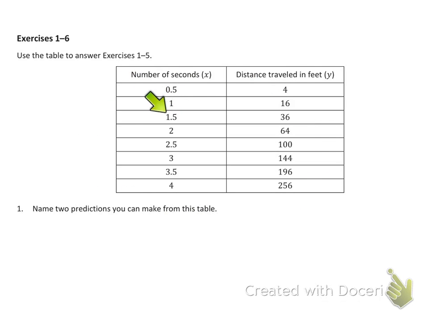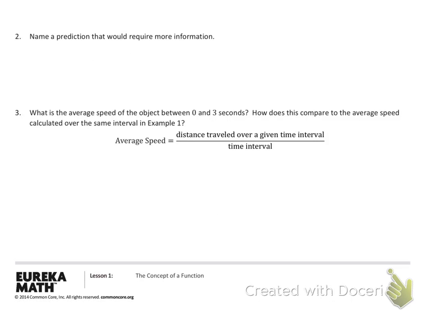Okay, in lesson 2 of this module, we'll look at the function directly. But for now, we want to just really look at this data and see what we can find. So you're going to start by making some predictions like we were doing earlier, predictions that you could make from this table, and some that you couldn't make. Number 2 says predictions that would require more information.